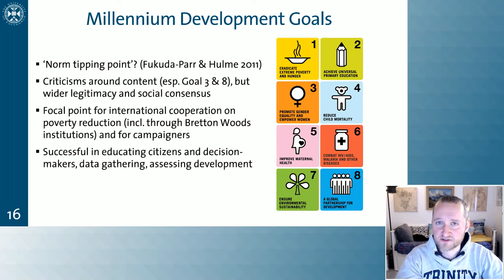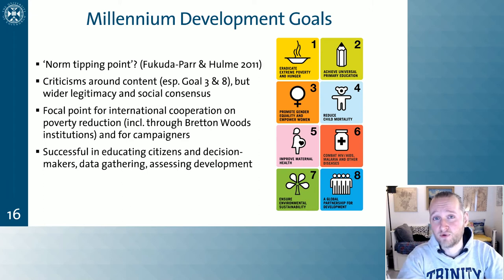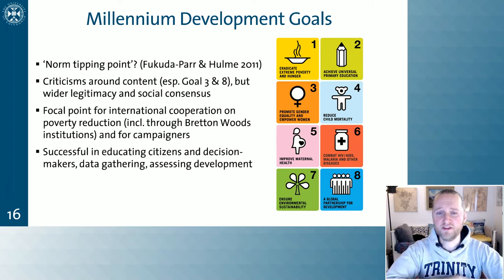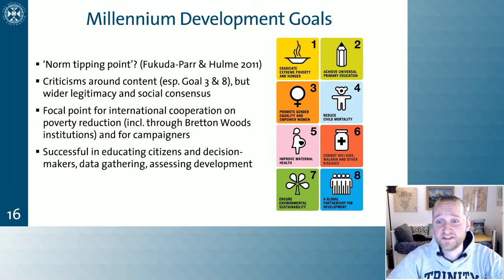Now, of course, there's always criticism. That's not to say that suddenly all of it goes away. For example, not all countries in the world are dedicated to promoting gender equality and empowering women. The same goes for the Global Partnership for Development. Not all developed states were equally on board with that, but it still had wider legitimacy and a wider consensus than almost anything that had been done in development before that.